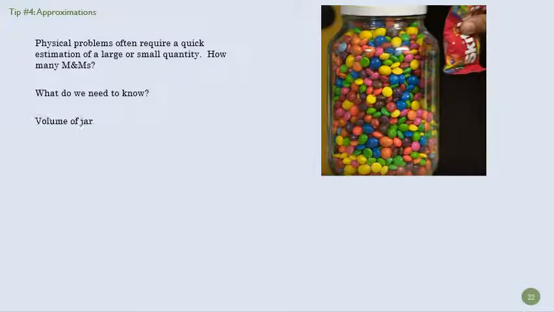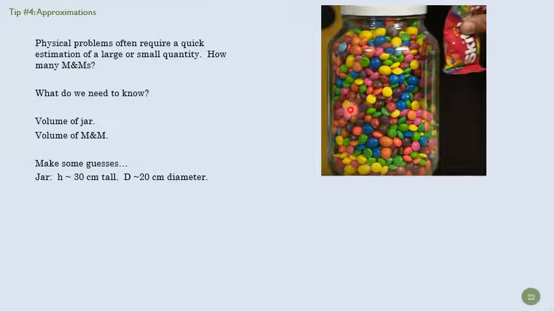So what do we need to know? We need to know what the volume of our jar is, and we need to know what the volume of an M&M is, and not a Skittles, even though there's a Skittles bag here. These are M&Ms. Otherwise, it wouldn't be worth knowing anything about them. So we can make some guesses, right? So our Skittles bag, you might figure that's about 10 centimeters long. So our jar here is 30 centimeters, has a diameter of about 20 centimeters, roughly.